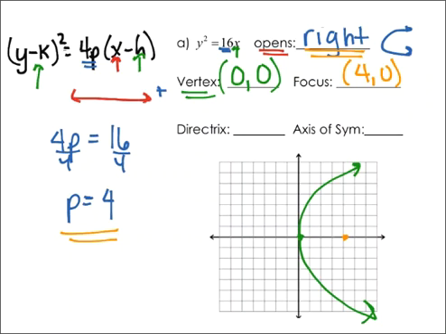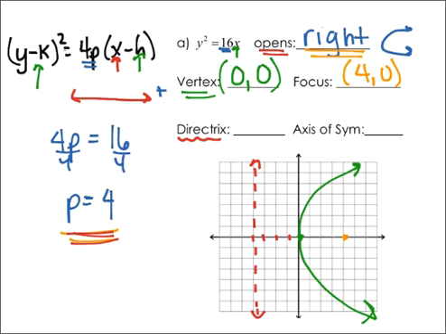I'm just going to make a parabola that opens to the right. Next, I need my directrix. Okay, so my directrix, again, is the same distance away from the vertex that the focus was. It's 4 away. So go 4 in the other direction. So here we go. We are 4 spaces away from the vertex.